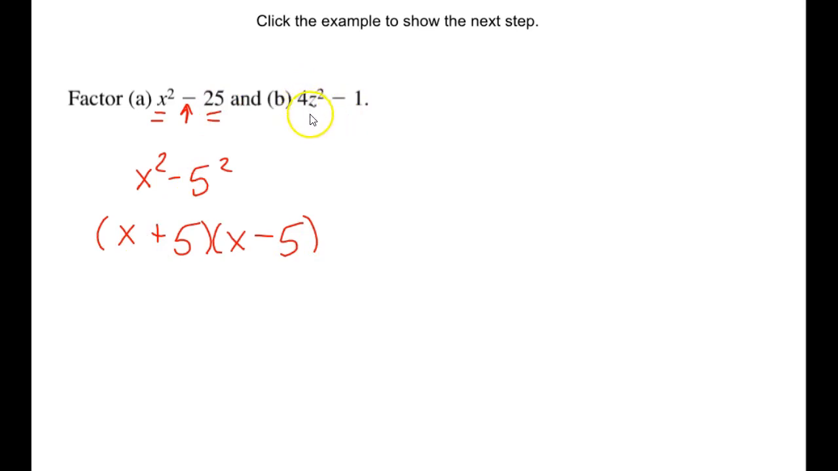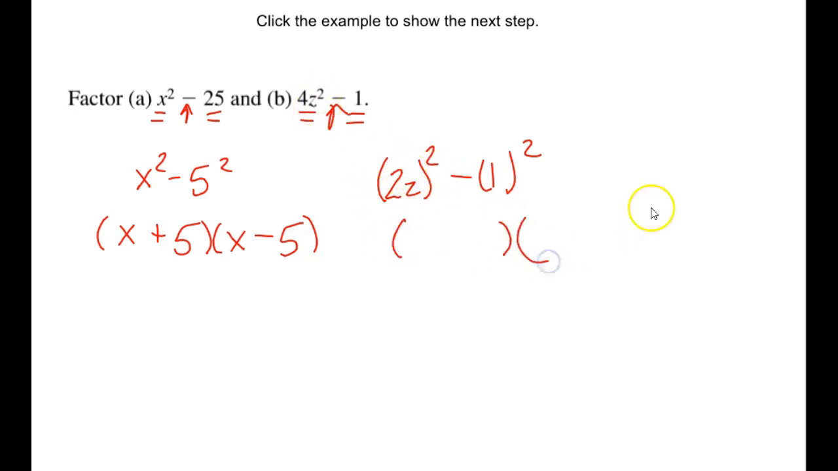So let's look at b. I have 4z squared minus 1. Again, I notice I'm subtracting. I know the square root of this first term and I know the square root of the second term, so I can go ahead and figure that out. So I know my first term is going to be 2z, the quantity 2z squared, minus 1 squared. Right? Because I know that the quantity 2z squared is the same thing as 4z squared. So now that I have it written like this, I can go ahead and write my product of two binomials. One's going to be a plus, one's going to be a minus. The 2z goes in the first spot, and the 1 goes in the second spot. So now I've factored these completely.